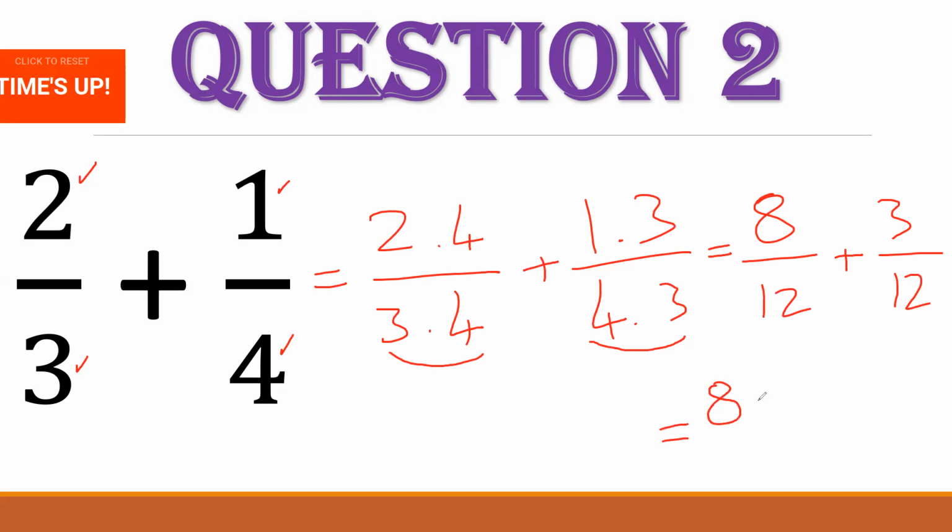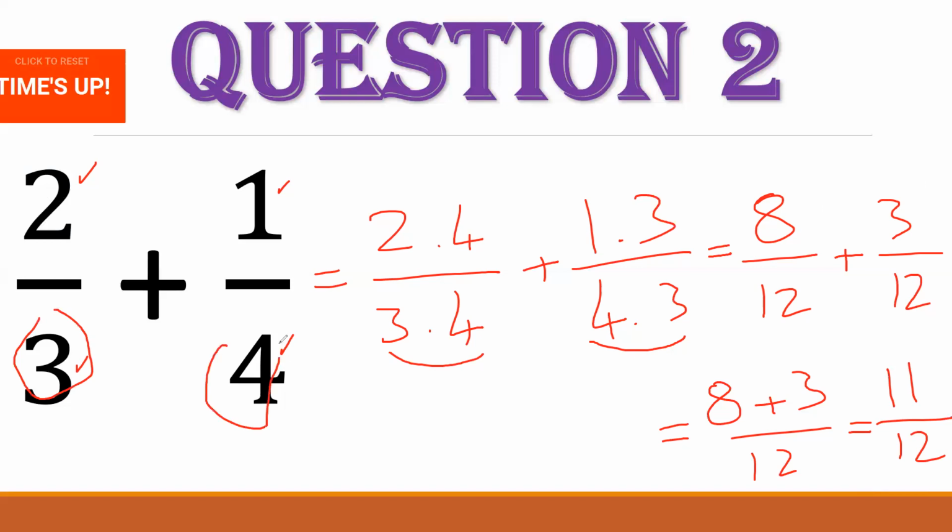And 8 plus 3 over 12. As you know, we are not touching 12. We are not adding 12. So 12 plus 12, we are not doing that. So 8 plus 3 is equal to 11/12. Done. So we have one more step here. Normally we just add these numbers 8 and 3, but we should make them equal. You cannot just add 2 and 1. You must make these two sides equal first.